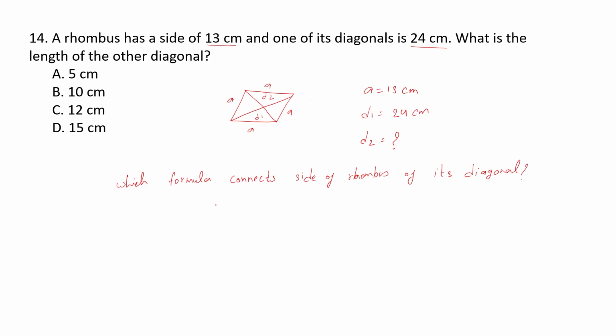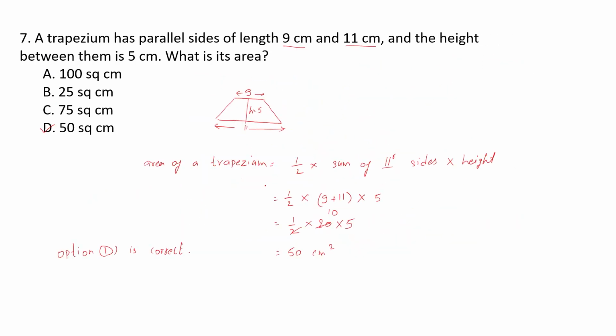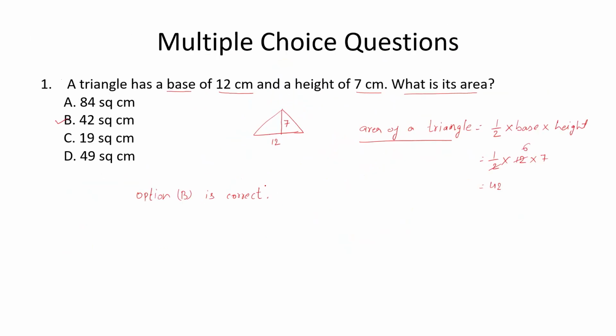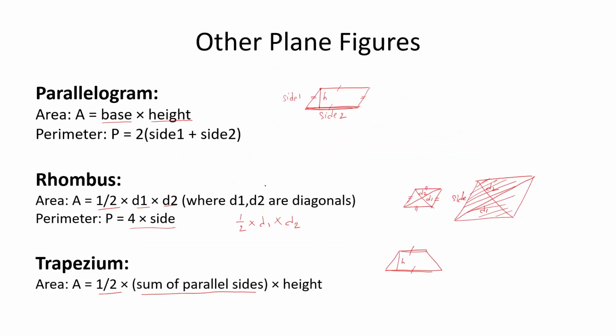How to compute it? Let's go back and see the formulas. Rhombus. Perimeter is 4 times side square. Area is this. Okay, you can see that.